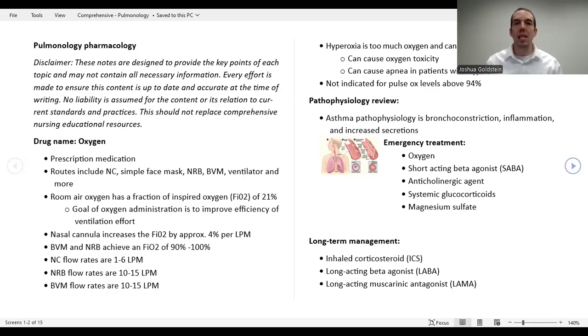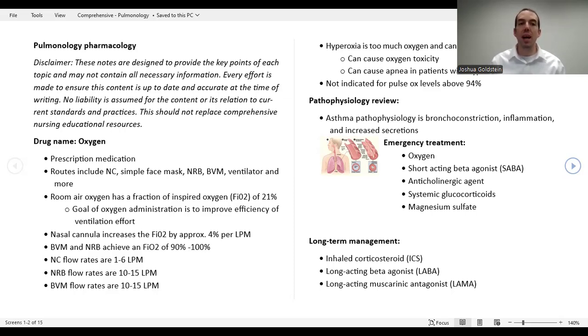My name is Dr. Goldstein, and in this lecture, we're going to go through pulmonary pharmacology. We're going to start with some basic pathophysiology, some basic physiology, and we're definitely going to start with oxygen. So let's start there. Oxygen is a prescription medication. It's certainly fair game for your test and for the NCLEX.